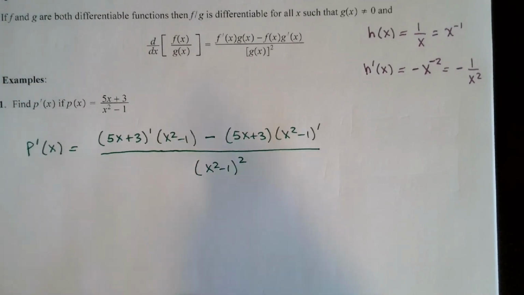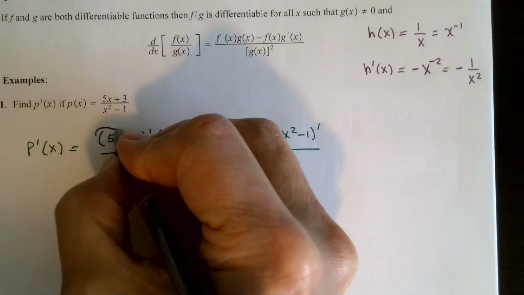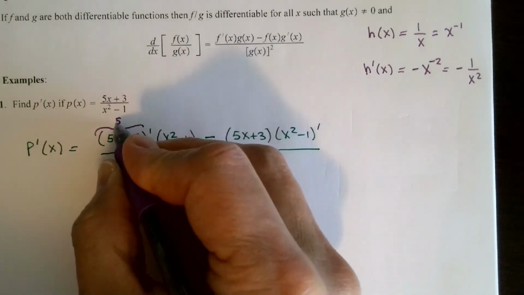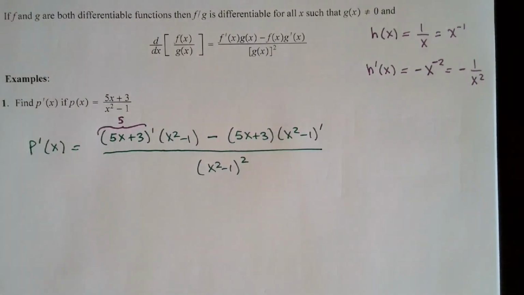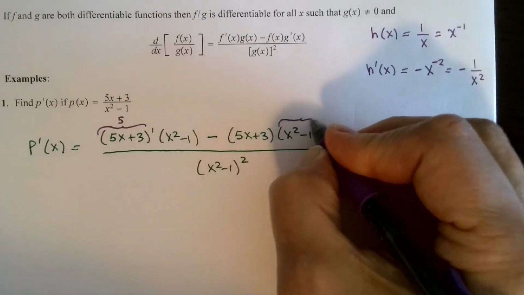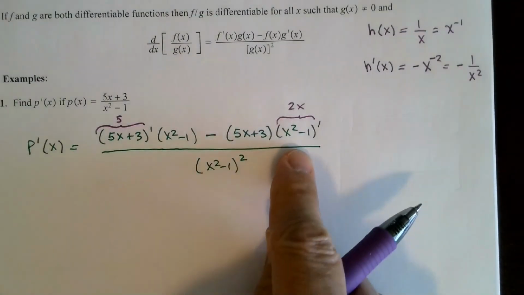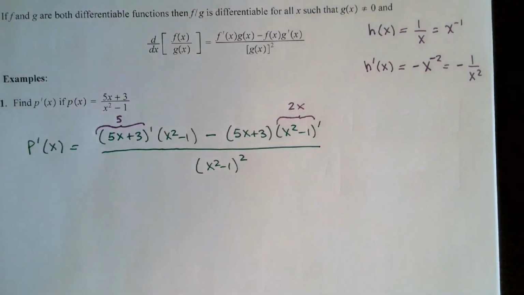Now, what is the derivative of 5x plus 3? Well, the derivative of 5x is 5. The derivative of 3 is 0. So I get 5 plus 0, which is 5. What's the derivative of x squared minus 1? Derivative of x squared minus 1 is 2x. Right? Derivative of x squared is 2x. Derivative of 1 is 0. So we should be getting real quick with using the power rule by now.